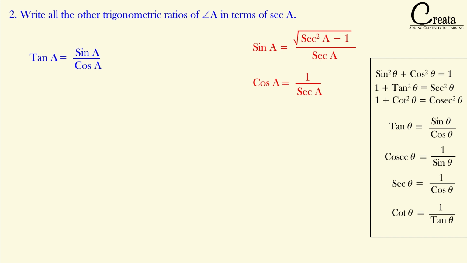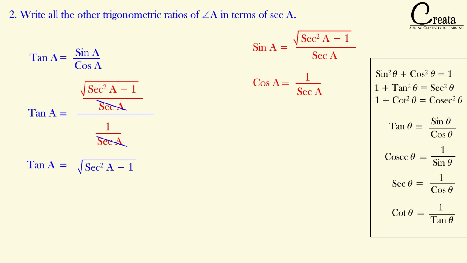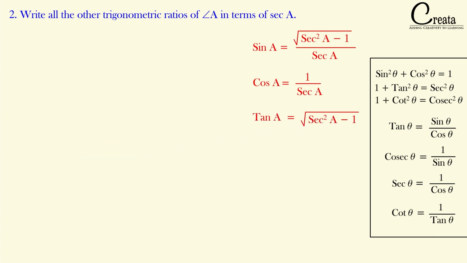And we have calculated the value of sine and cos. Let's put it into the equation. Sec A and sec A will cancel out. We got our final answer or the expression as root of sec square A minus 1. That is the expression of tan in terms of sec. Got it? Very easy. Let's find cosec in terms of sec.